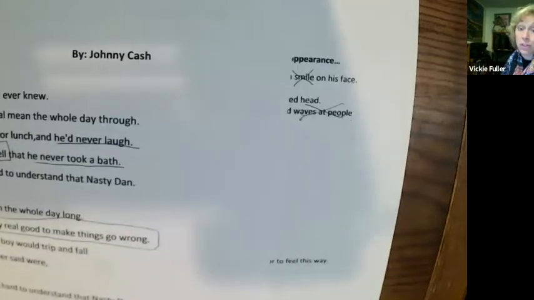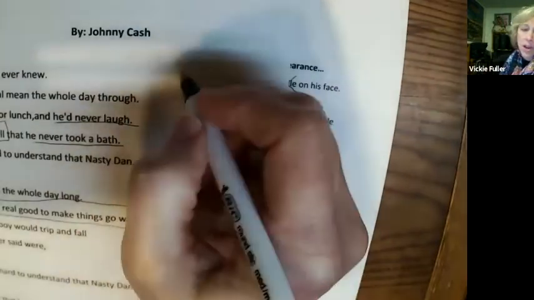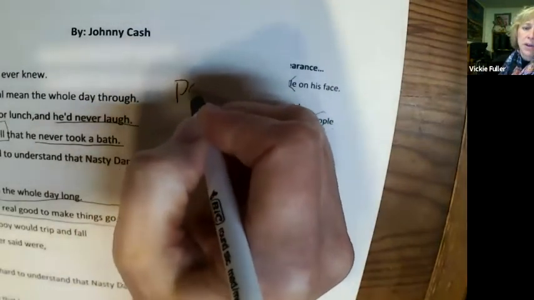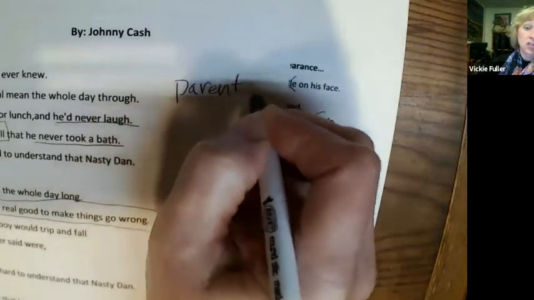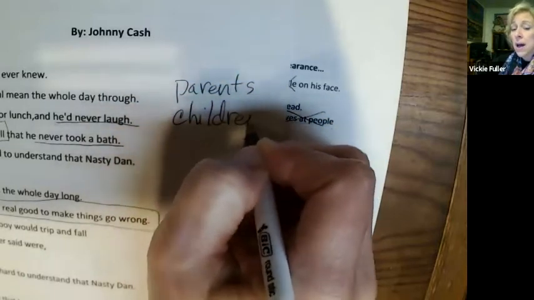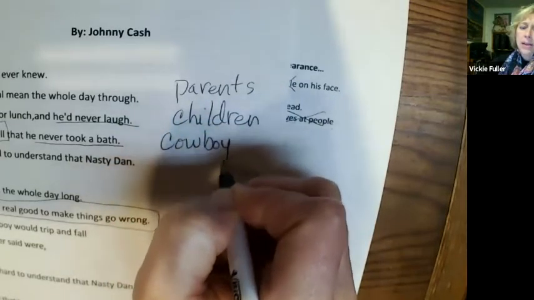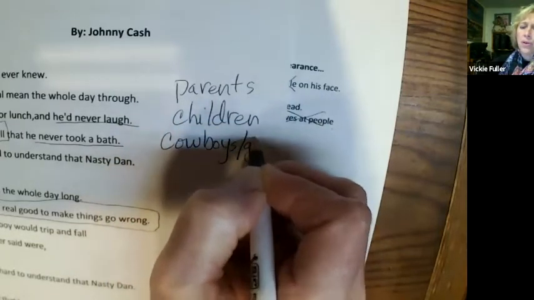Okay, hopefully you put these characters on the board. Now, I know that definitely we had parents back then. We also had children back then. So this could be a child speaking. We had cowboys and cowgirls back then. So you could be a cowboy or a cowgirl.